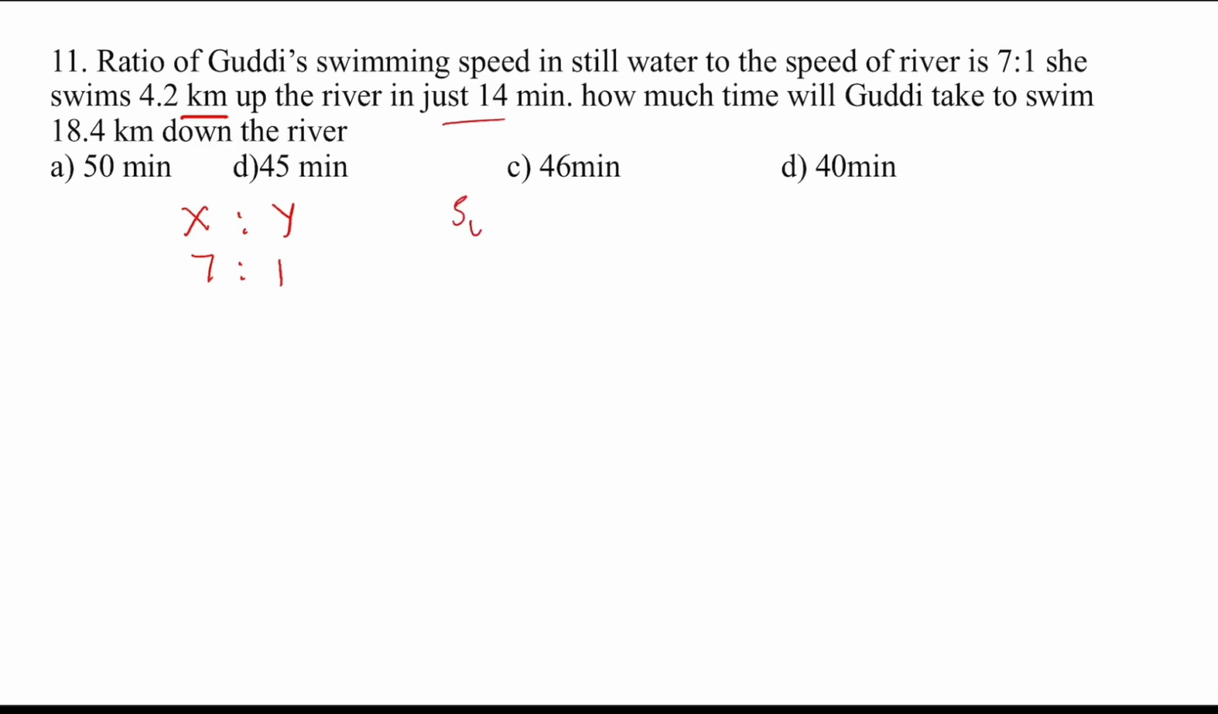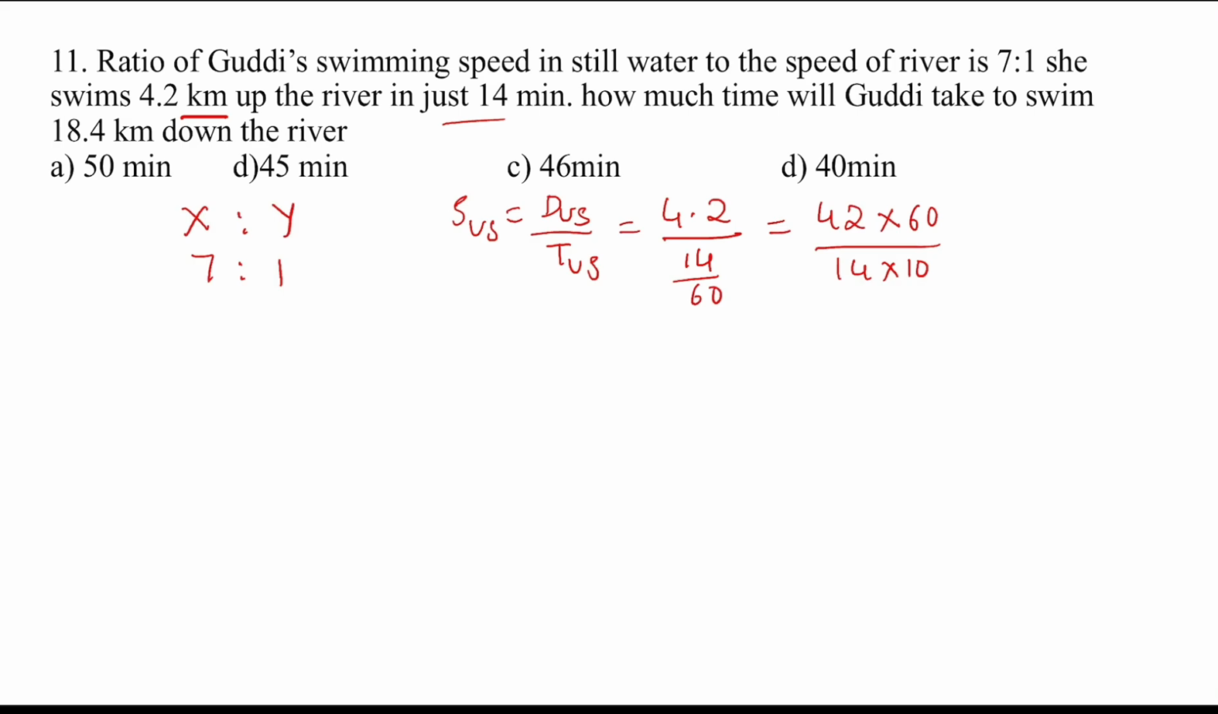So speed upstream we can calculate from this. Speed upstream is distance upstream divided by time upstream. Distance is how much? 4.2 divided by time, which is 14 minutes. 14 by 60 we can take to convert into hours. So it is 42 into 60 divided by 14 into 10, because 4.2 is nothing but 42 by 10. So 10 ones are 10, 6 are 6, 7 twos are 14, 7 sixes are 42, 2 ones are 2, 3s are 6. So it is 18 kilometer per hour. Speed is 18 kilometer per hour.